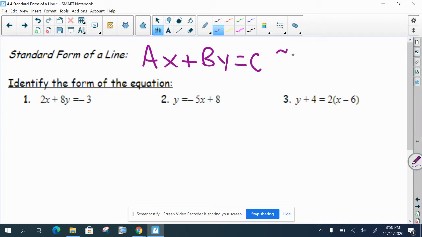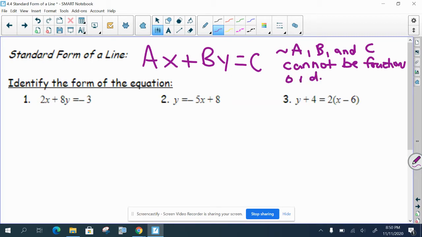And the first thing to note is that a, b, and c cannot be fractions or decimals. So that means that they have to be integers, so positive or negative whole numbers. However, the leading coefficient, which is a, has to be positive. So a must be positive. And if it's not, we're going to learn that we can multiply it by just -1. We can multiply the whole equation by -1 in order to make it positive.